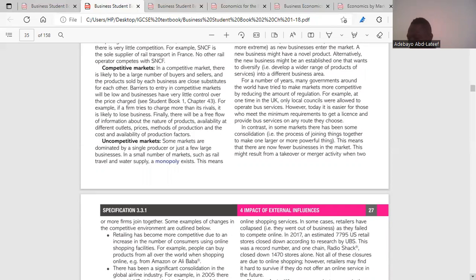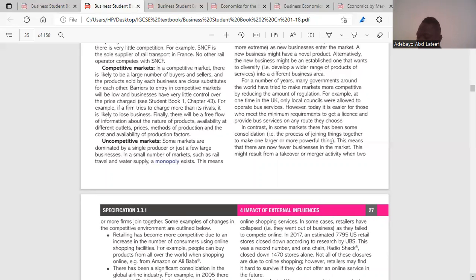So here I wrote, there might be new businesses entering the market, which intensifies the competition. In contrast, in some markets, there might be consolidation. And what is consolidation? The process of joining together to become larger or more powerful. So when two or more businesses come together so that they can become bigger or larger, that is what we call consolidation. So for a changing competitive structure, it means there might be fierce competition or consolidation. So put that in mind. In a changing competitive environment, two things are likely to occur: fierce competition or consolidation.